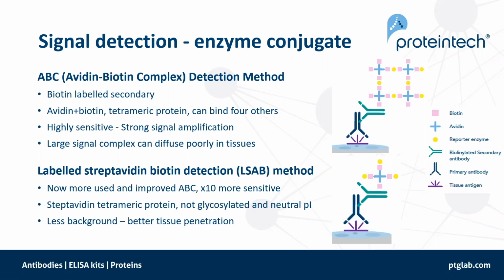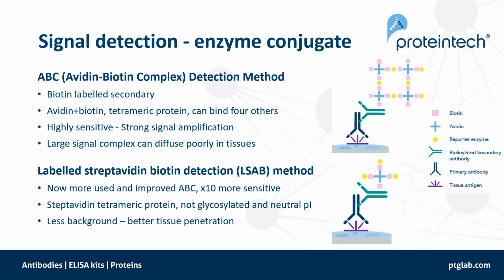This is an avidin biotin complex. What happens here is that you use your biotin labeled secondary, and then your avidin biotin forms a tetrameric protein, which is this one here, but then this also binds 4 others and creates this enormous signal complex. So this is highly sensitive and gives really strong signal amplification. However, it is a large signal complex and can diffuse poorly in certain tissues, and things such as brain have high endogenous biotin levels and can bind to highly glycosylated proteins like avidin. So when you're looking at glycosylated proteins, this system used to cause high background.